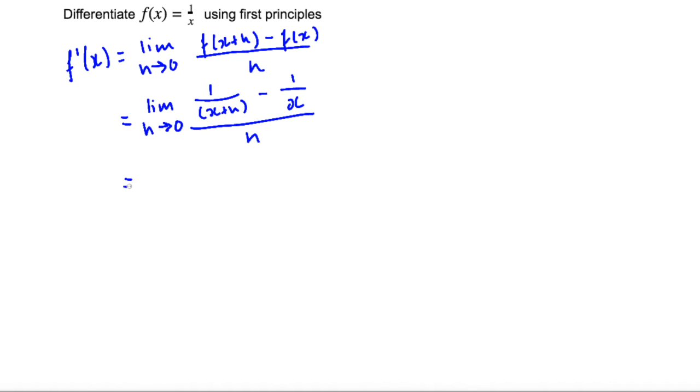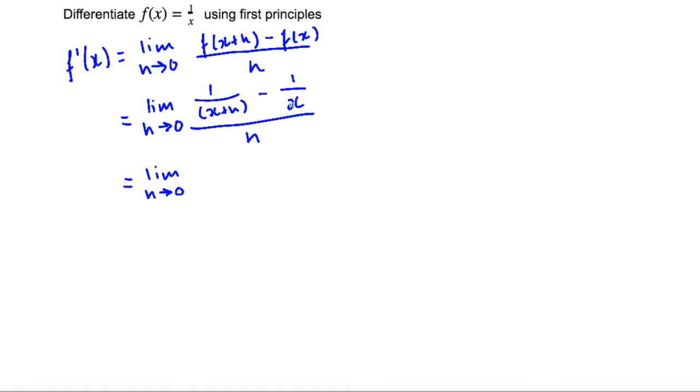Alright, the next part is, okay, so the tricky part about this question is that we need to realize that we need to get common denominators in the numerator so that we can simplify it down, or at least get it into a nicer form so that we can cancel out the h's.